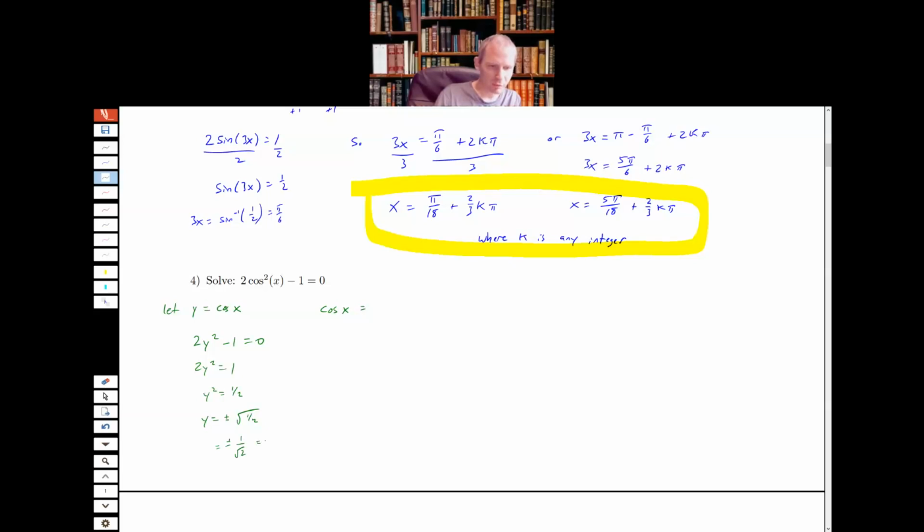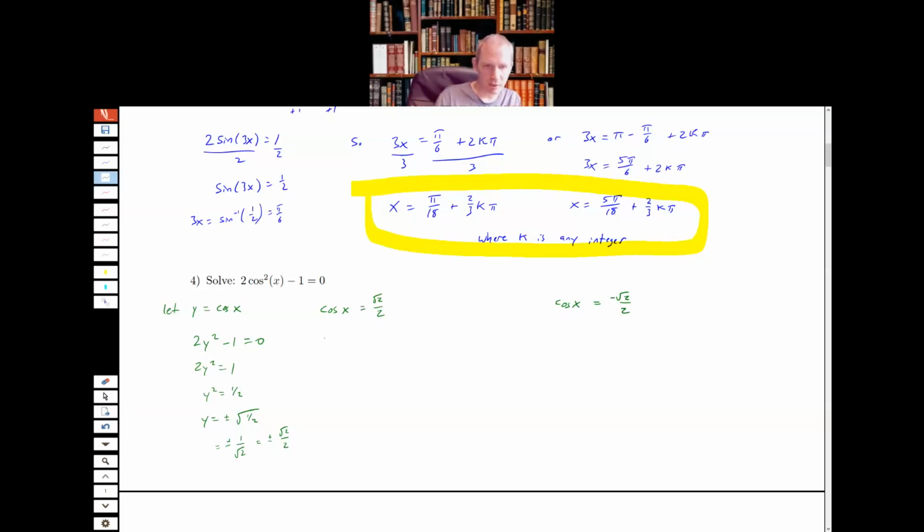And then from pre-calculus, you usually have the denominator rationalized. So this would be like root 2 over 2 if you multiply top and bottom by root 2. Okay, so if I have cosine x equals root 2 over 2, and I have cosine x equals negative root 2 over 2, I'm going to solve those two separately.